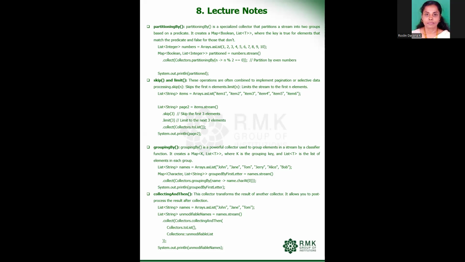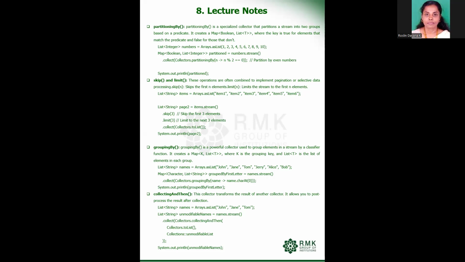So items dot stream of creates a stream, and from that we are skipping the first 3 values. So dot skip of 3, and how many remaining values maximum we want, we can set using limit. So dot limit of 3. So after the first 3 values are omitted, how many values do we have to get here? 3 values. After getting 3 values, we have to collect them and store them in the list. So dot collect of Collectors dot toList is used, and whatever we collected we are displaying using the SOP method. SOP of page 2.